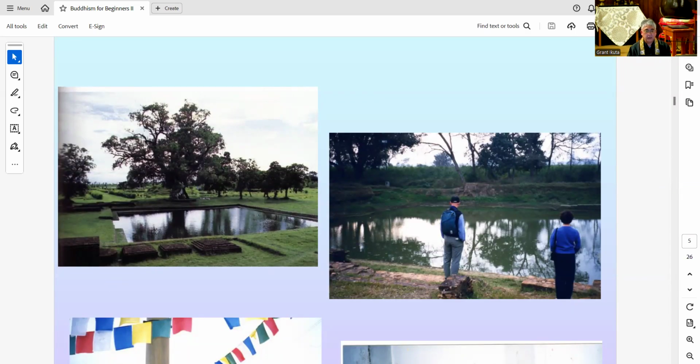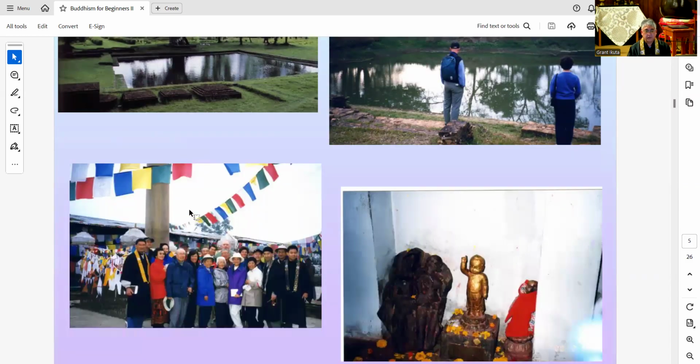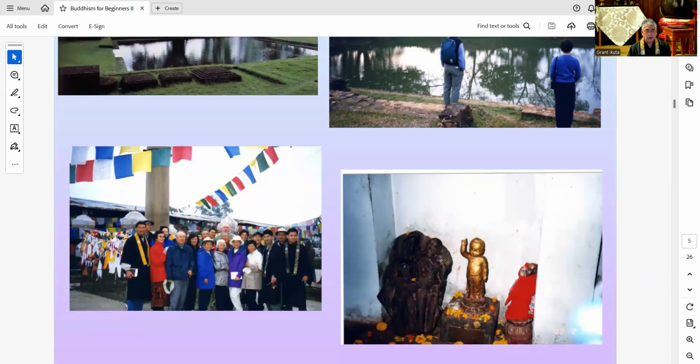And there's this big pond or bath, I guess. It was said that Queen Maya bathed in there before she gave birth to the Buddha. And when we went in 2000, they were doing some renovations, so it was all covered over and we could not see that well. But inside the building, and this is quite traditional, you'll find these statues of the baby Buddha with his finger pointing to the heavens and left hand pointing to the earth.